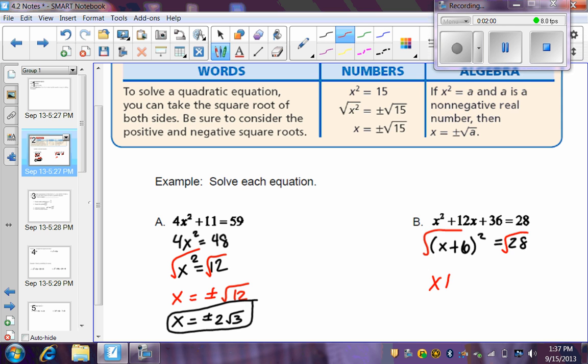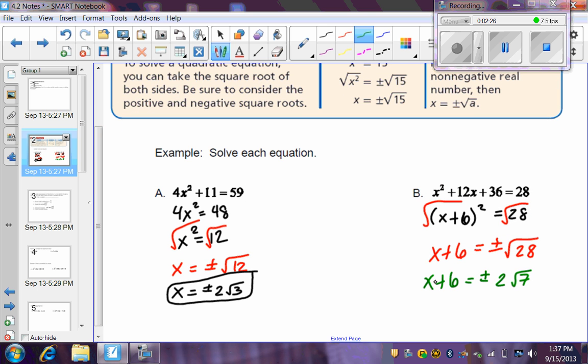So this is going to just leave us with x plus 6 equals, again, because we took the square root, a positive or negative square root of 28. Simplify your radical. 28 is 4 times 7, square root of 4 is 2. So that gives us x plus 6 equals plus or minus 2 radical 7. And then our last step would be to get the x by itself by subtracting 6 on both sides. So that gives us x equals negative 6 plus or minus 2 radical 7. And you can leave your answer like that.